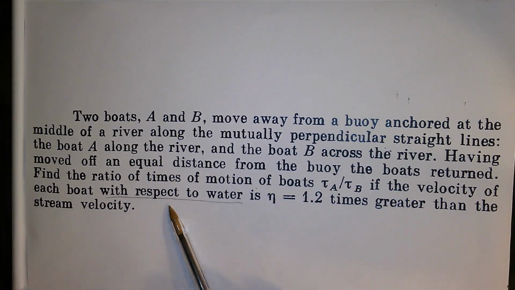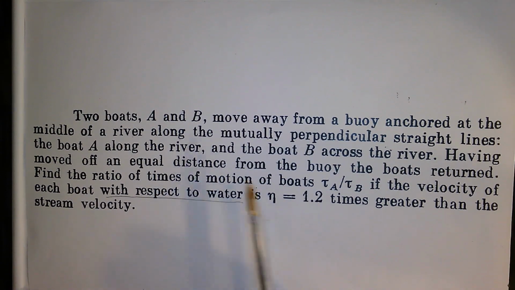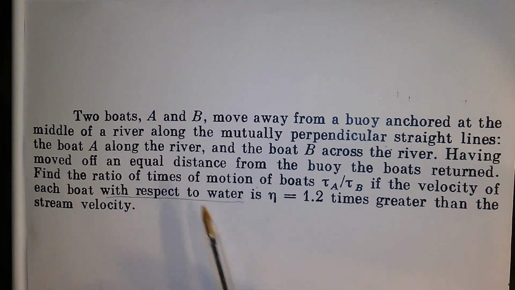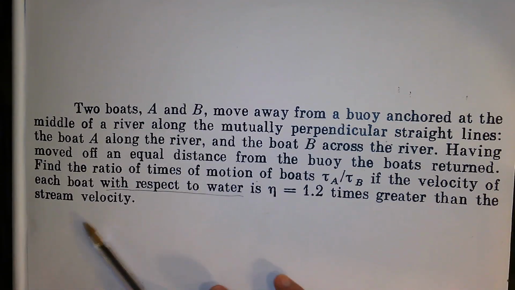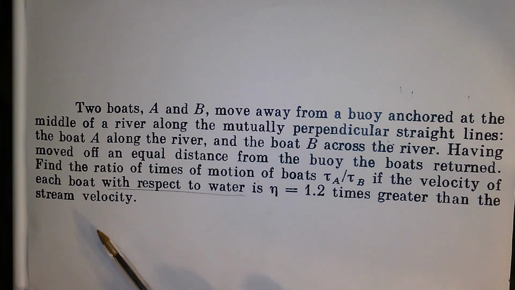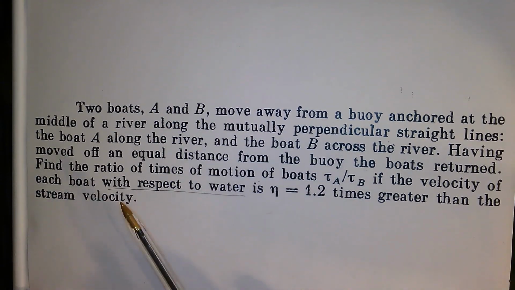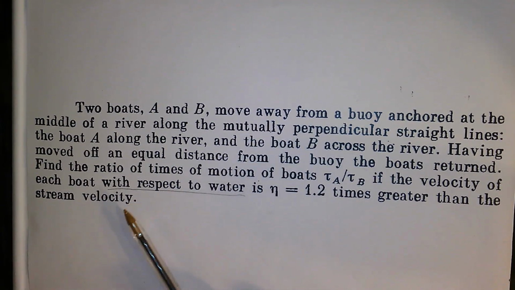So find the ratio of the times of motion of the boats if the velocity of each boat with respect to water is eta times greater than the stream velocity. And when the question says stream velocity, it means the velocity of the water flowing in the river.